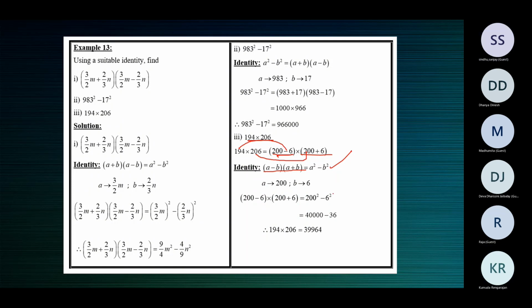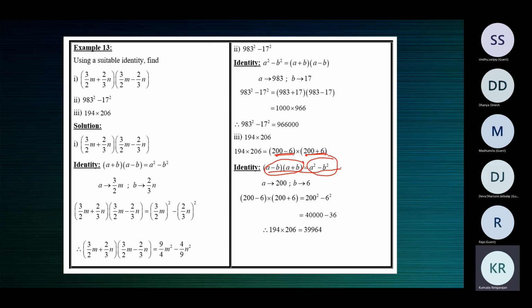Yes, ma'am. All right, let me just repeat quickly. The given question does not look like any identity. So we write 194 and 206 using two numbers. 200 minus 6 is 194. 200 plus 6 is 206. Now they look like a minus b into a plus b, which is a square minus b square. So the question is this, and this is the answer.